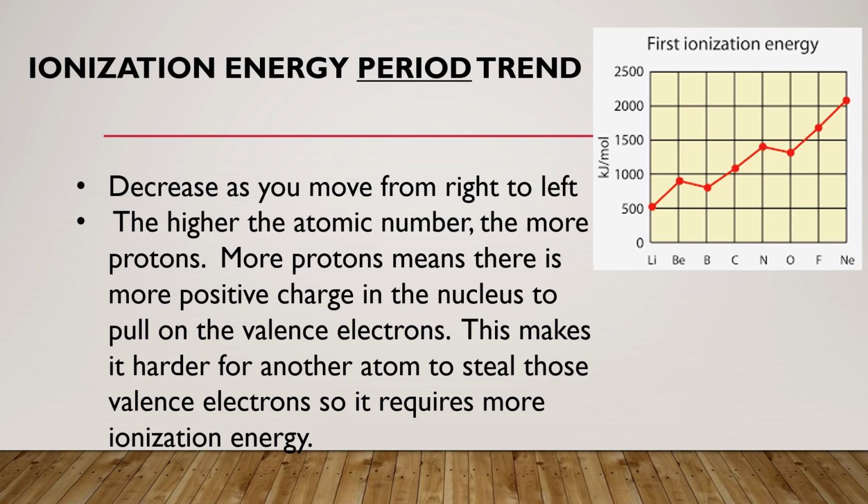So with ionization energy, as far as its period trend, as you go from right to left, you're going to have a decrease. This is because the higher the atomic number, the more protons you have. The more protons means there's more positive charge in the nucleus to pull on the valence electrons. This makes it harder for another atom to steal those valence electrons, so it requires more ionization energy. I'm going to show you what that looks like. So with ionization energy, our trend is decrease, decrease when we draw our arrows like this.